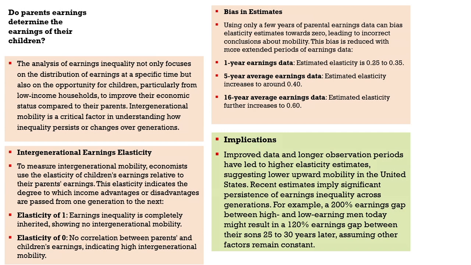And this study shows that there are intergenerational effects as far as earnings are concerned. Children whose parents had lower incomes also tend to have lower incomes in the future period. So, improved data and longer observation periods have led to higher elasticity estimates, suggesting lower upward mobility in the United States. And these estimates imply significant persistence of earnings inequality across generations.